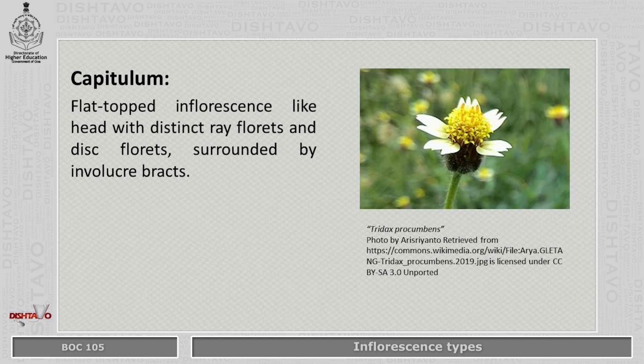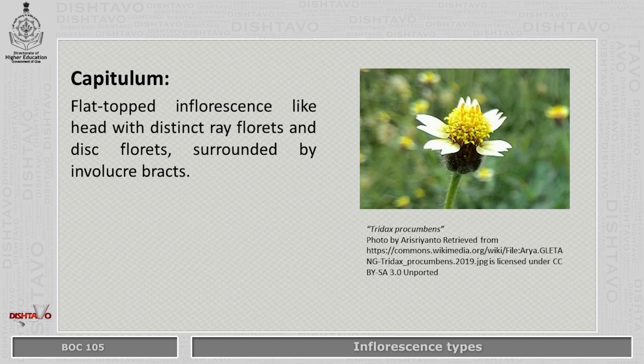And the last under racemose is capitulum. A capitulum inflorescence is a flat-topped, head-like inflorescence with distinct ray florets and disc florets surrounded by involucral bracts. In certain species of Asteraceae, you find the capitulum bearing only disc florets on the central disc. This is a characteristic of family Asteraceae, and most of the species show capitulum type of inflorescence.